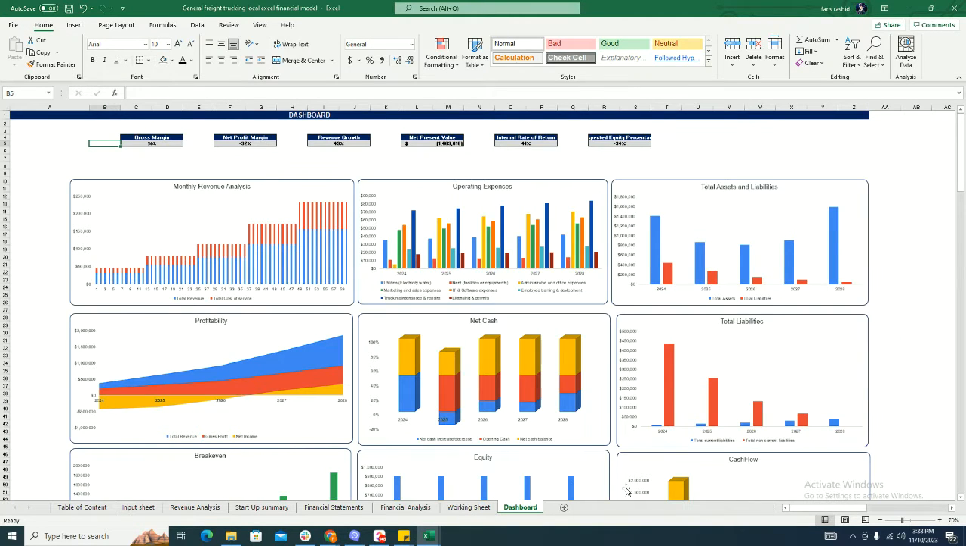Then comes the dashboard. The dashboard basically gives you all the information in graphical context. As you can see over here, it is basically being used by the financial analysts to give proper or quick decisions to their higher management on the basis of these graphs.